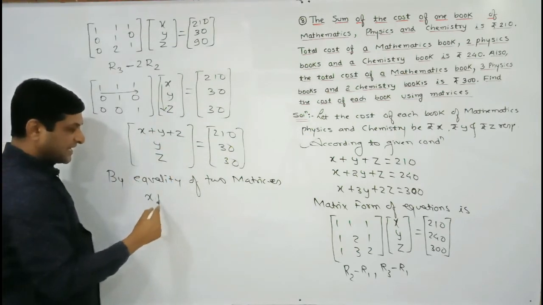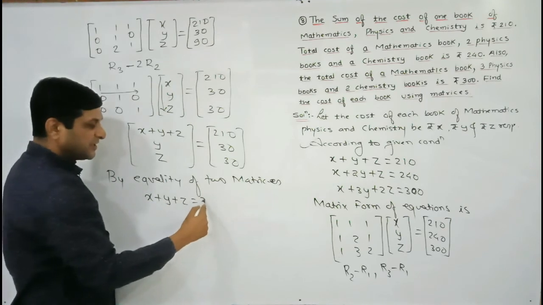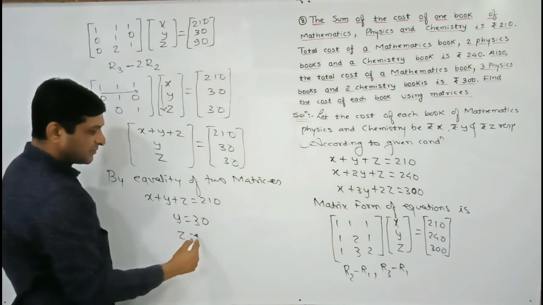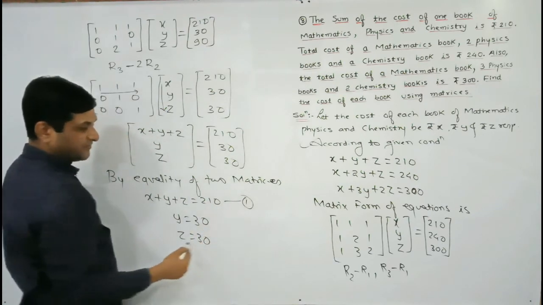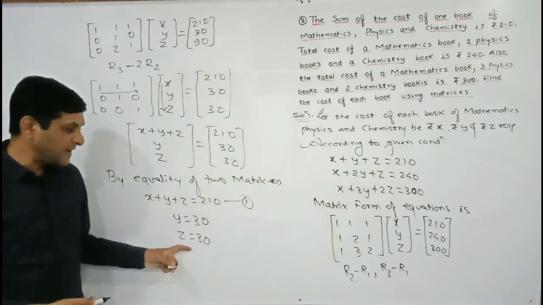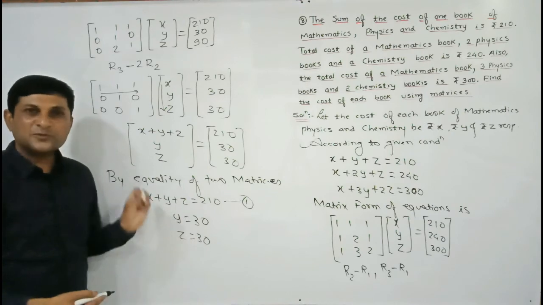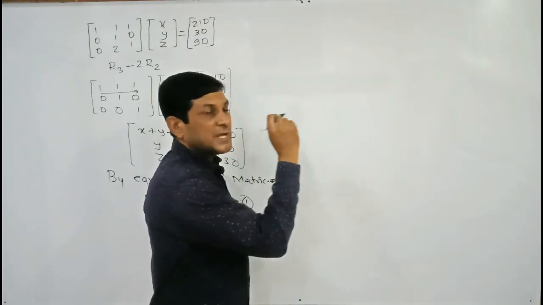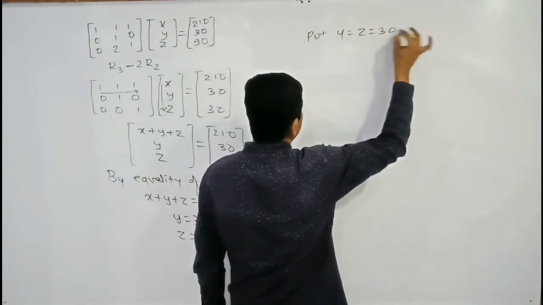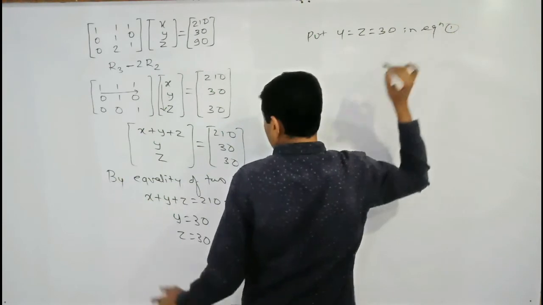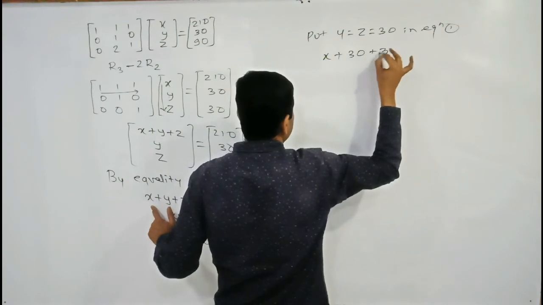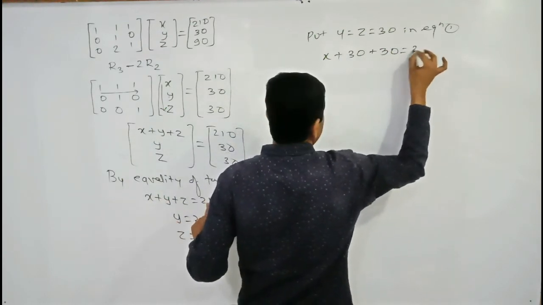So here we can say that x plus y plus z will be equal to 210, y is equal to 30 and z is also equal to 30. Denote this equation by equation first. So here y and z are known to us. Remaining part is just to substitute the values of y and z in equation number first to find out the value of x. So now we are substituting, put y is equal to 30 and z is equal to 30 in equation first. Observe the equation first. x keep it as it is, y I am replacing by 30 and z is also replaced by 30. On this side 210 keep it as it is.